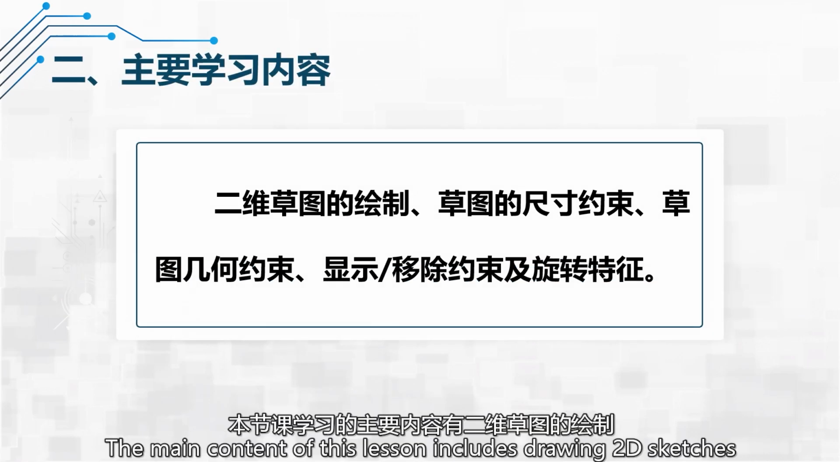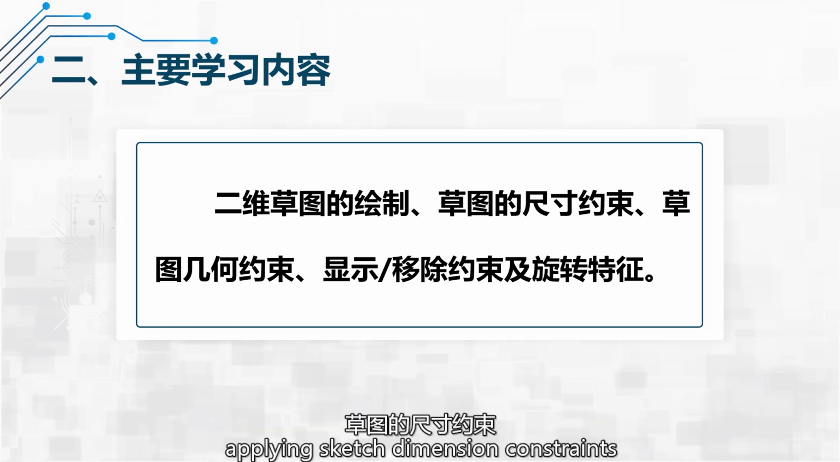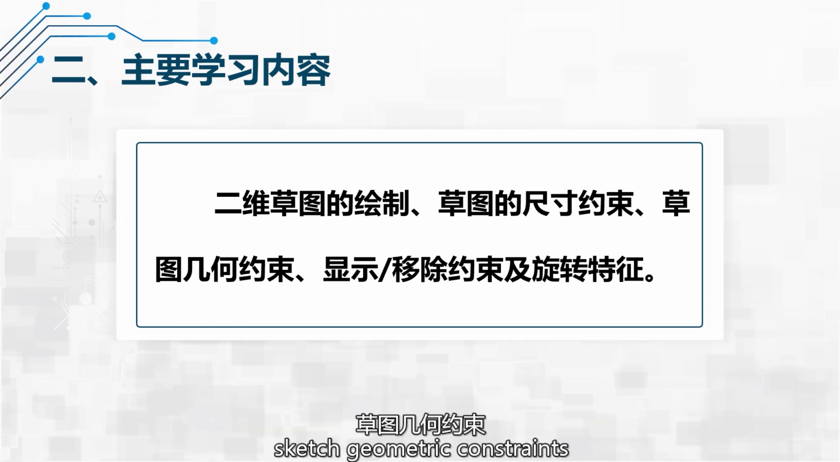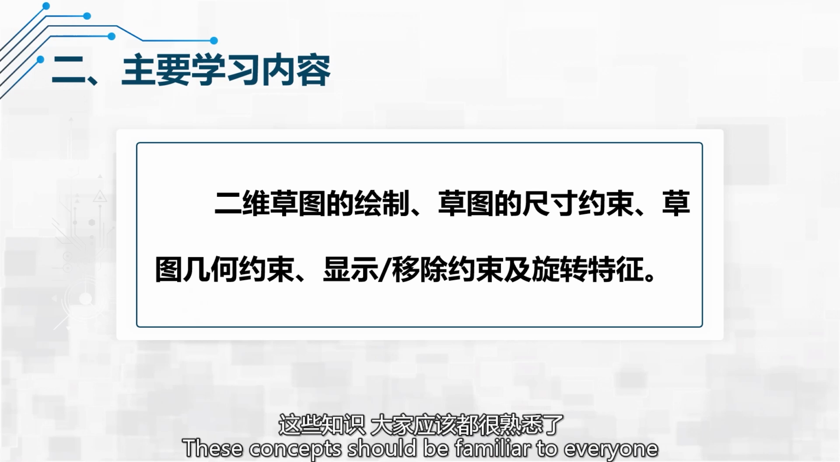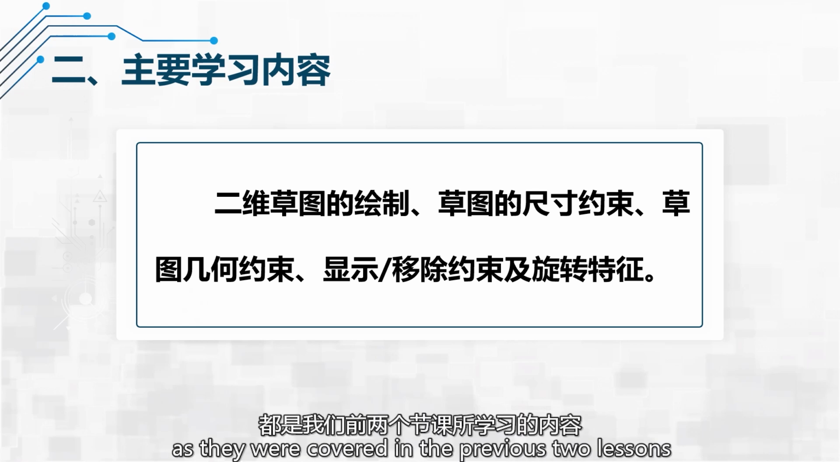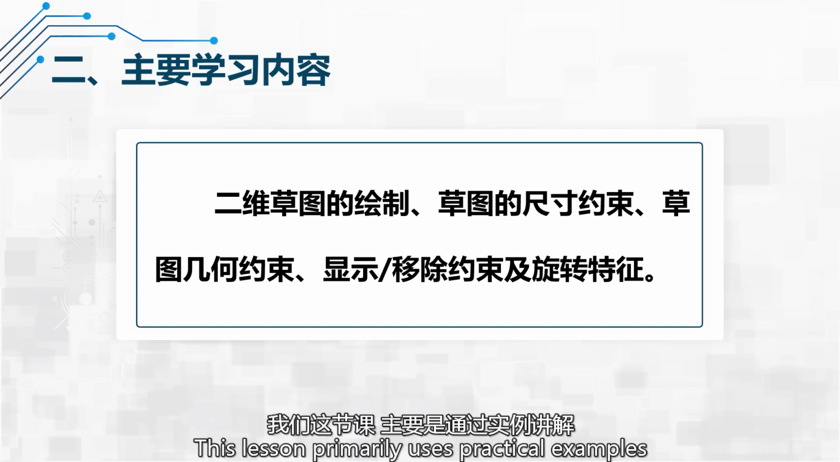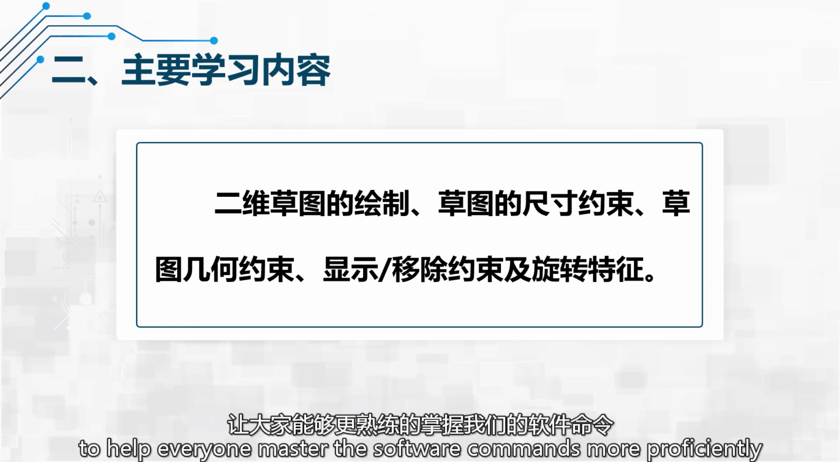The main content of this lesson includes drawing 2D sketches, applying sketch dimension constraints, sketch geometric constraints, displaying and removing constraints, and rotational features. These concepts should be familiar to everyone, as they were covered in the previous two lessons. This lesson primarily uses practical examples to help everyone master the software commands more proficiently.